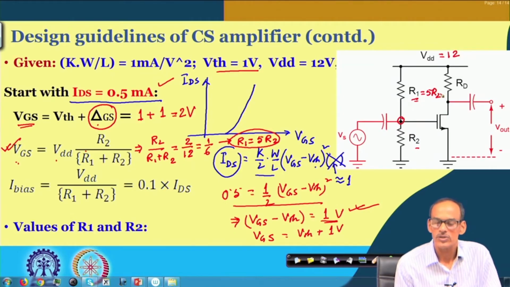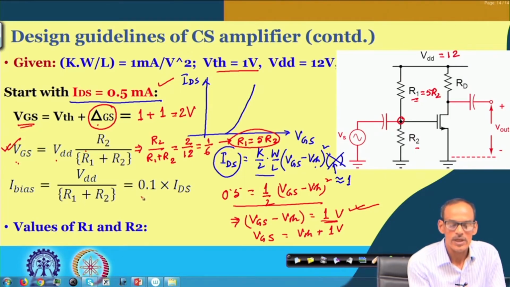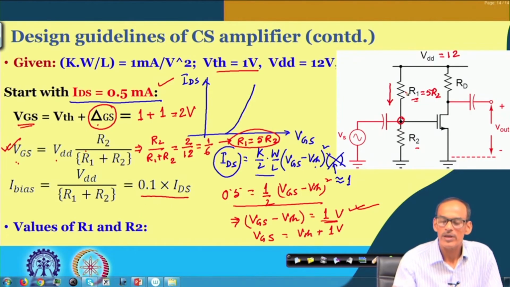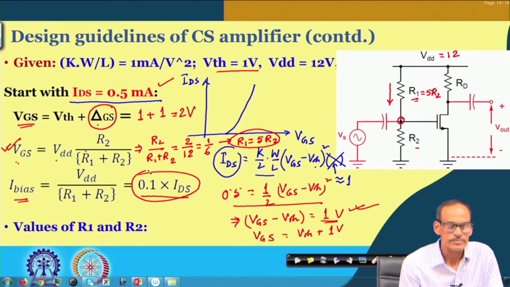So, we obtain the ratio of R1 and R2, but we need the absolute values of R1 and R2. So, how do we find them? This is again just a guideline, it is not necessary, that this bias current we may take as almost 10% of this IDS. So, we can say that I bias equals 0.1 times IDS, and since the DC current to the gate is 0, we can simply say that this I bias equals 12 volt divided by R1 plus R2.